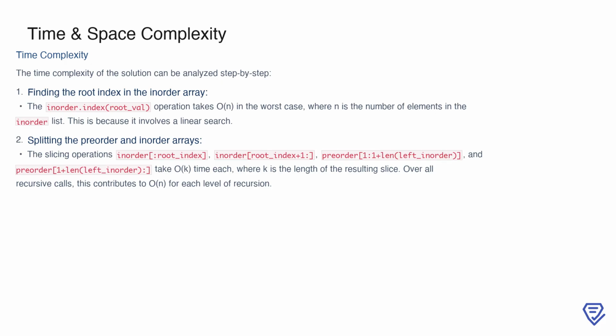Next, we consider the slicing operations used to split the preorder and inorder arrays. For example, inorder[:root_index] and preorder[1:1 + len(left_inorder)] involve creating subarrays, and each slicing operation takes O(k) time, where k is the length of the resulting slice. Across all recursive calls, the slicing contributes O(n) time per level of recursion, given that the total elements across slices remain proportional to n.